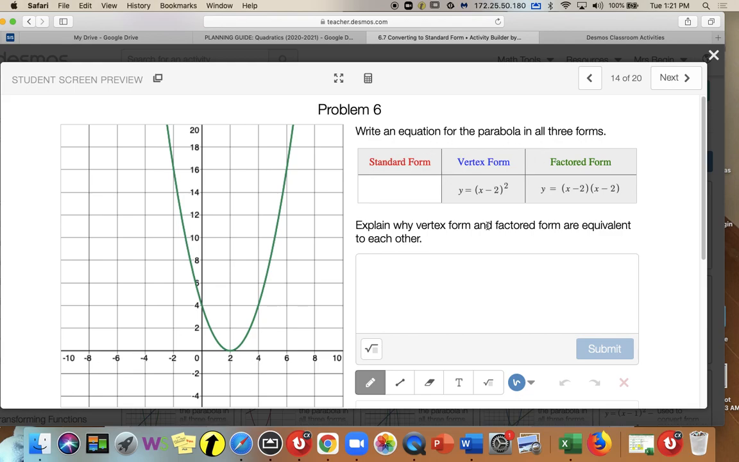So again, it's just multiplying it out. So this one I'll have you guys try. Multiply it out, x minus 2 times x minus 2. And then you can explain why the vertex form and the factored form are equivalent to each other. And the reason is there's a squared there, so it does mean write it twice.